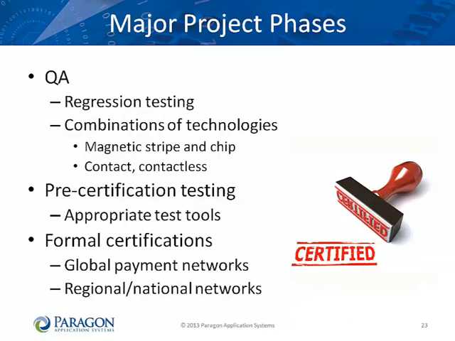Testing is probably the most important phase of your project. You must do thorough regression testing because you must still support magnetic stripe transactions. You will need to test every possible combination of technology: magnetic stripe card at EMV-enabled terminal, chip card at magnetic stripe terminal, and so forth. If you are supporting both contact and contactless interfaces, you must test each combination for each of those interfaces.